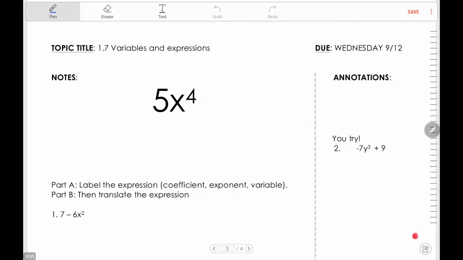Alright, this video is a preview for tomorrow's lessons on variables and expressions. So let's first look at this term right here. This says 5x to the power of 4. I'm going to go ahead and translate that.